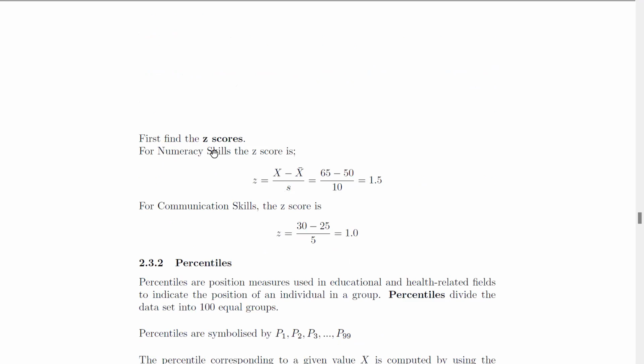So here the Z-score for numeracy skills is 1.5, for communication skills is 1.0. So comparatively, if you look at the variation around the mean, the student performed much better in numeracy skills because she's 1.5 standard deviations above the mean, compared to just one standard deviation in communication skills.